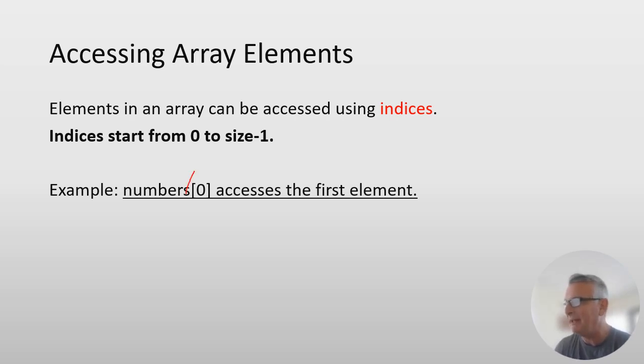This would be my index. Okay? So 0 accesses the first element. An index starts from 0 to size minus 1. Remember, our numbers array was size 5. So our very last element is going to be size minus 1. So 5 minus 1, so our last element is 4. 0, 1, 2, 3, 4. All right, those are our indices. That's our index right there.